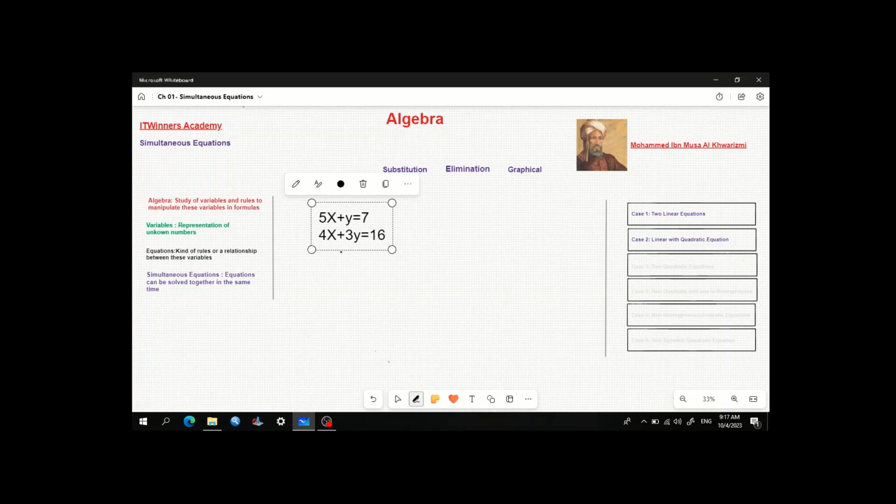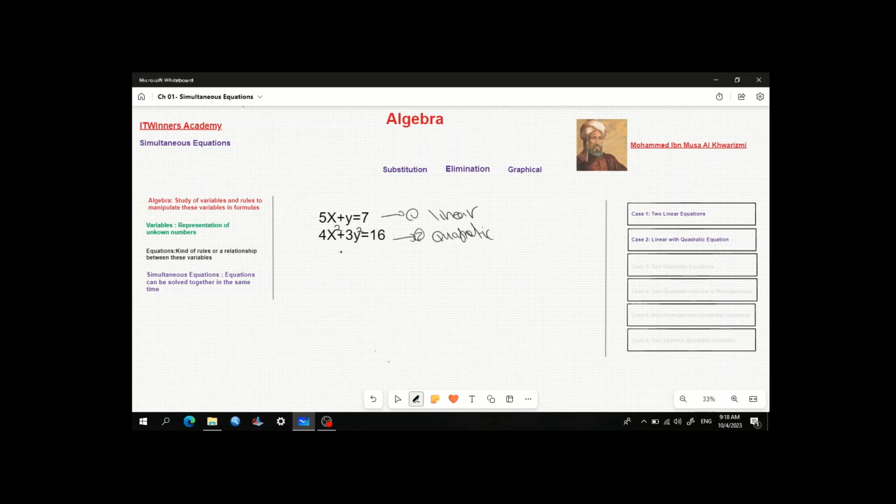Now as you see, two linear equations, but if I do that now, I have 4x squared plus 3y squared equal to 16. So this is our first equation and this is the second equation. So this is linear and this is a quadratic equation. So how can I solve these equations together?